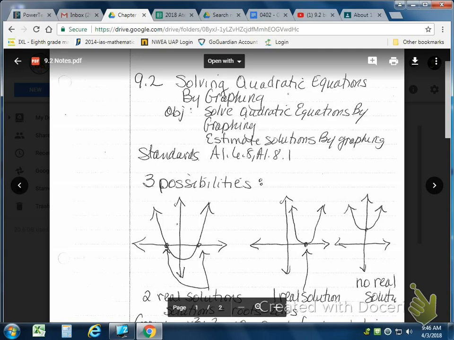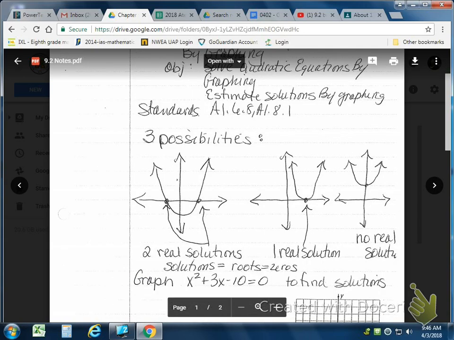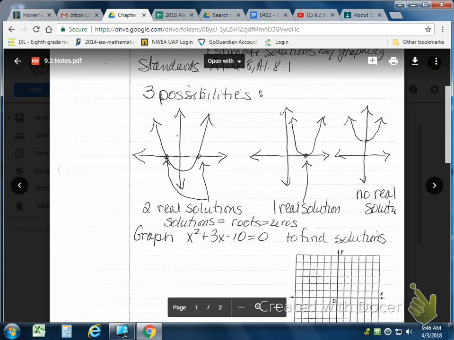When we are graphing quadratic equations, there are three possibilities that could happen. Before we get to them, I want to do a little background of quadratic equations and solving. Back in Chapter 8, we had quadratic equations that looked like this: x squared plus 2x minus 8 equals 0.